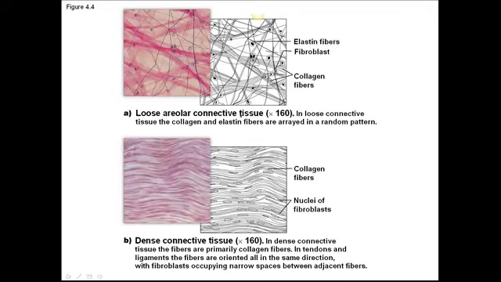We were just looking at the cartoon. Now this is the cartoon of this. So this is an actual picture of loose connective tissue. And you can see the elastin, the fibroblasts, and the collagen fibers.